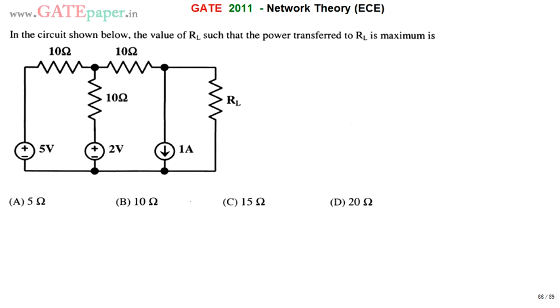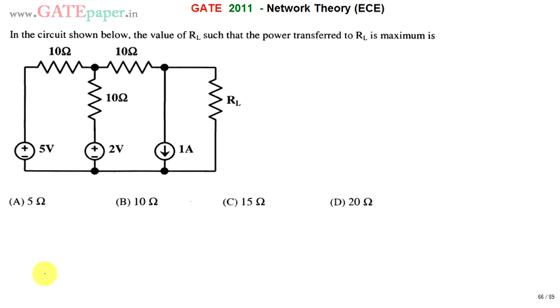Hello, we are discussing the GATE 2011 ECE paper. Look at the circuit shown. Find the value of RL such that the power transferred from the given circuit to RL is maximum. So this question is related to the maximum power transfer theorem.